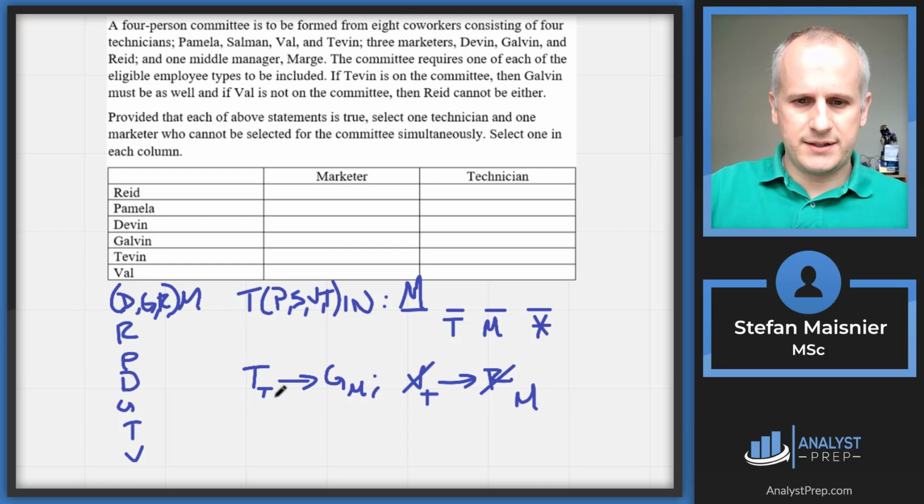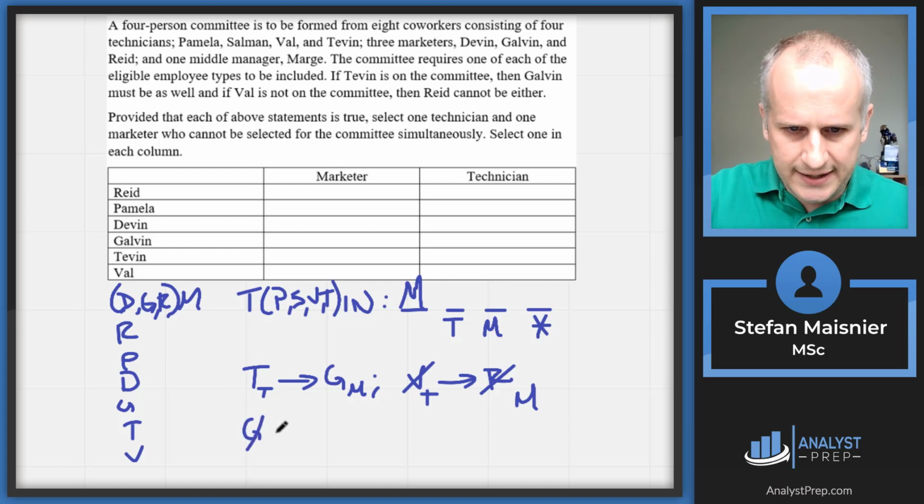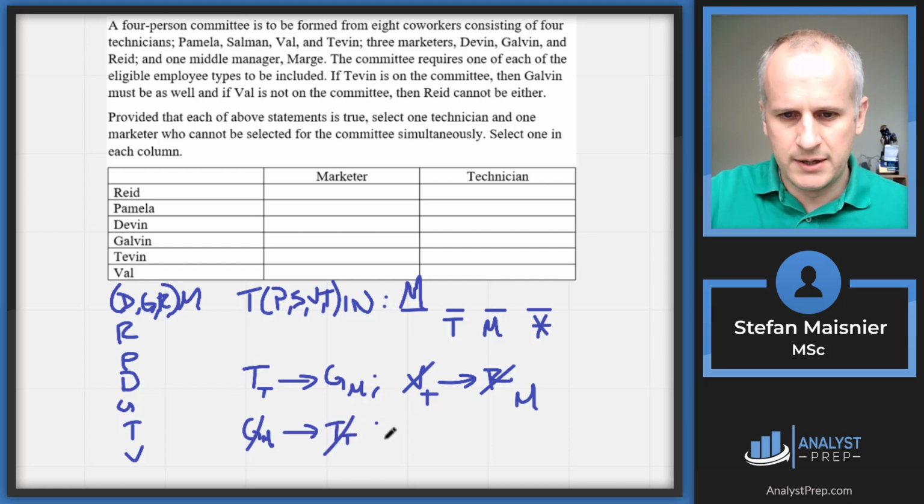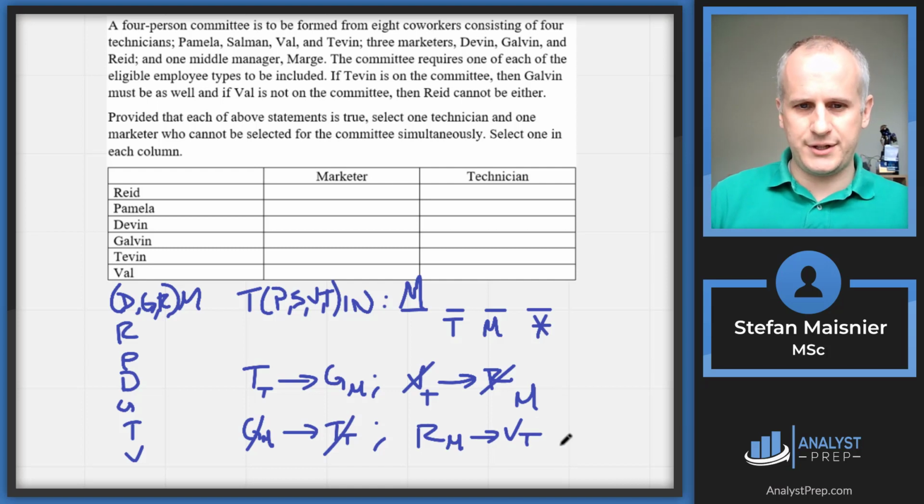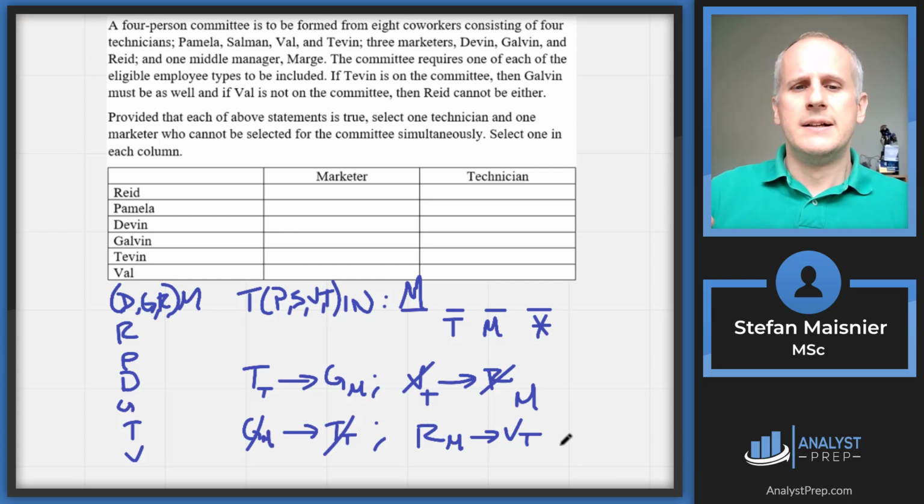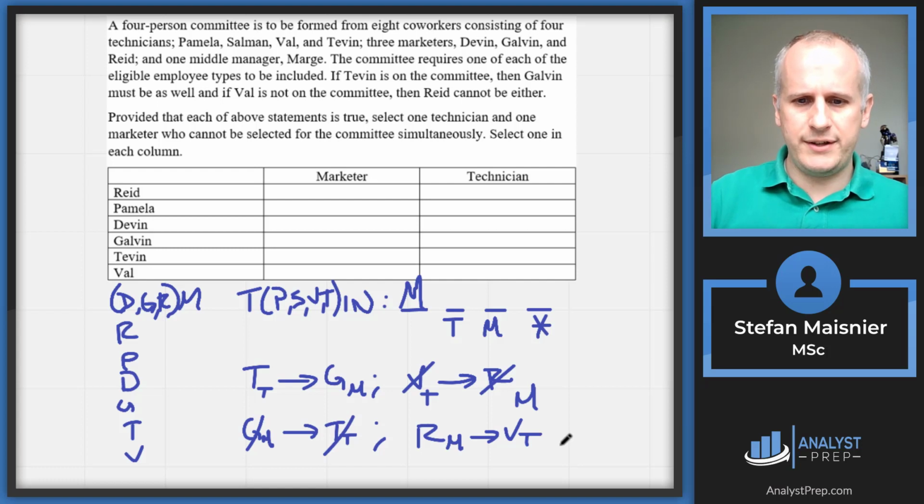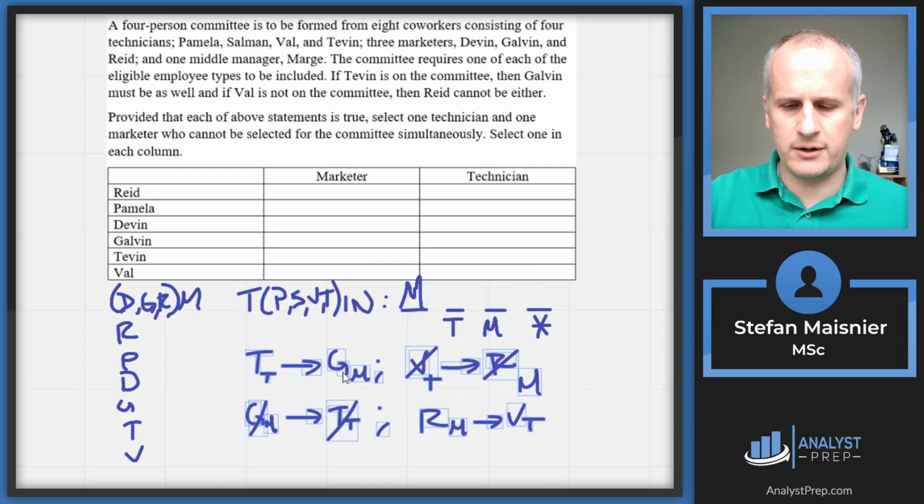So if we consider that if T goes in, we have to have G in as well. That means that if G is not in, and of course G was a marketer, then T also cannot be chosen. Similarly, if R is in, then we know that V has to be in as well. Because if R goes in, then V had to be there, because if V is out, R can't go in. So now we're trying to figure out how this all plays with our selections and whether or not we end up with a marketer and a technician where they both can't be in.